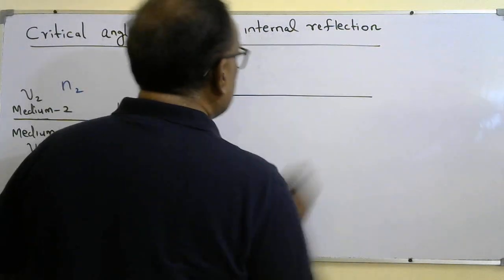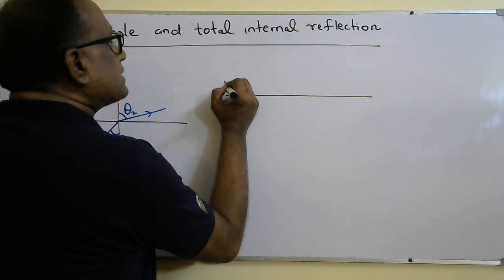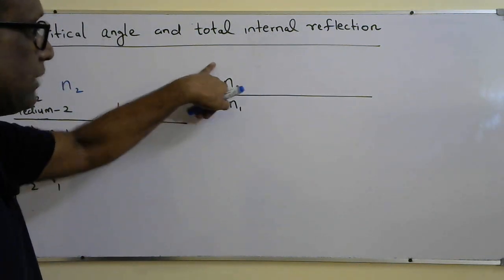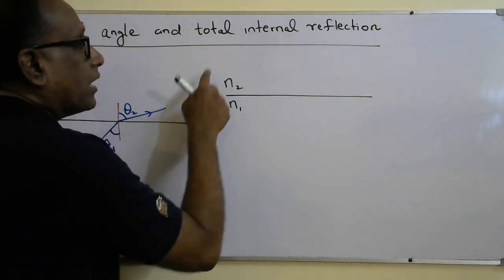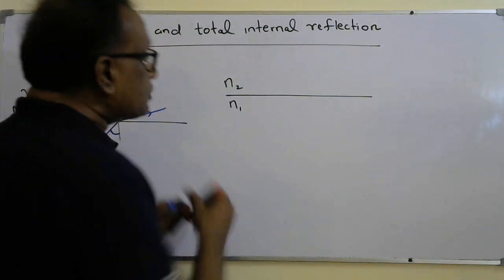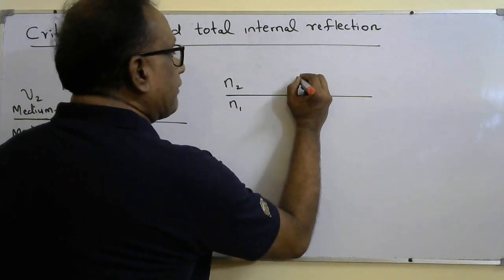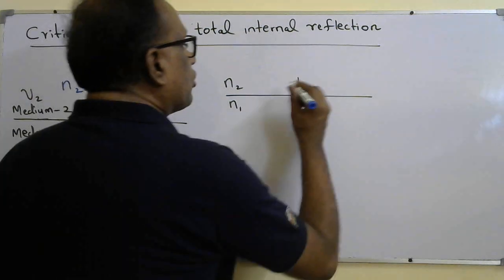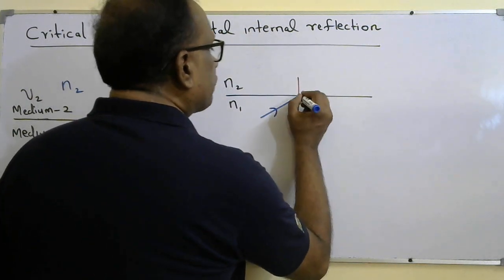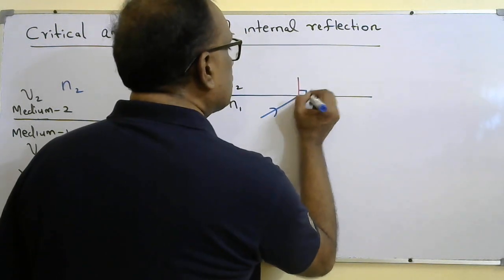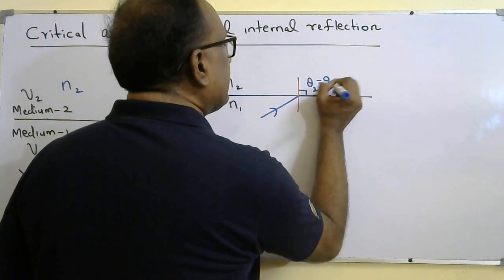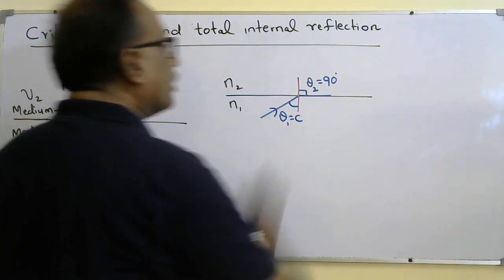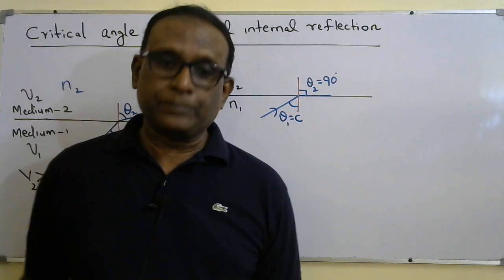If I draw the diagram, this is N1, this is N2 refractive index. We know that optically more denser medium, less denser medium, N1 is greater than N2. So this is the less denser medium. So when light travels from an optically more denser medium to a less denser medium, for a particular angle of incidence, the angle of refraction theta 2 becomes 90 degrees when theta 1 has a specific value we call the critical angle, denoted by C.